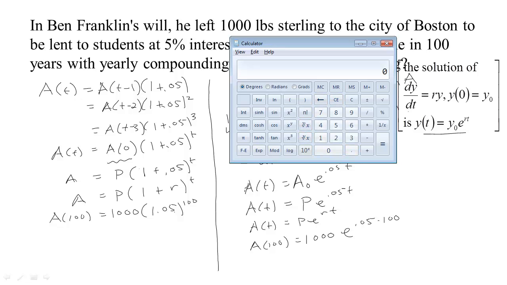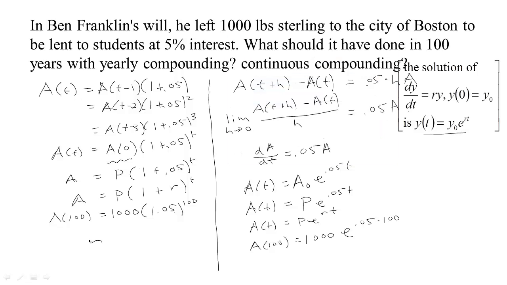So in the first case, I'm going to take 1.05 and raise that to the power of 100, and I get about 131. So we're going to get 131 times what we started with. If I multiply that by the 1,000 pounds we started with, the amount is going to be 131,501.26 pounds sterling.